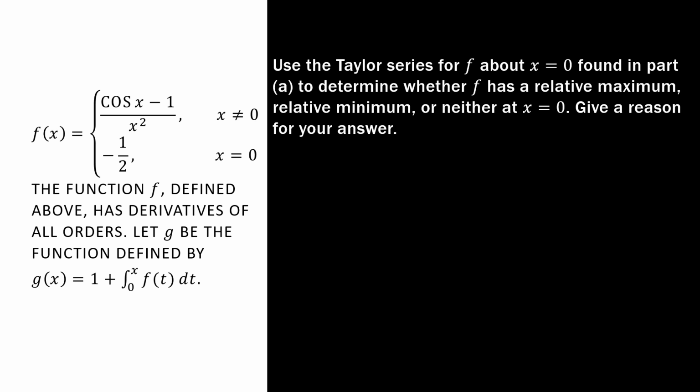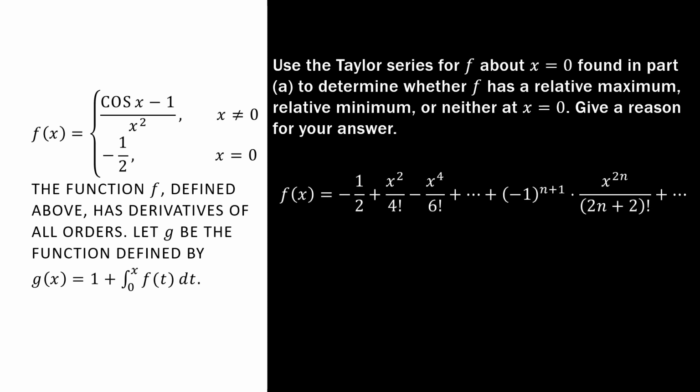All right, the next question says, use the Taylor series about x equals 0 found in part A to determine whether f has a relative maximum, minimum, or neither at x equals 0. All right, so this was the series that I obtained in part A. And I noticed immediately that I don't have an x term, which means I don't have an f prime term, which means f prime of 0 is 0.